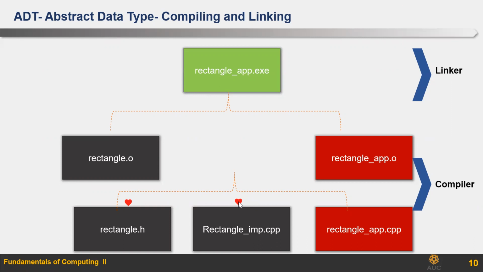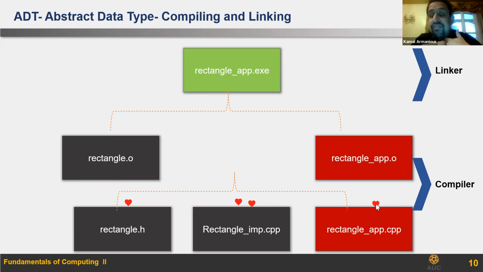The linker acts as a link between the precompiled code and the object code to be implemented for the application, while the compiler translates the source code to object code. So the compiler takes the source code, the .cpp code, into an object code. What's an object code? It's a machine language code. And then the linker gets the object of rectangle implementation and the object of rectangle application, and combines them together to produce the exe file.